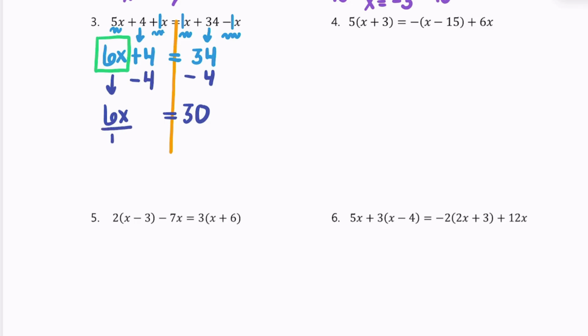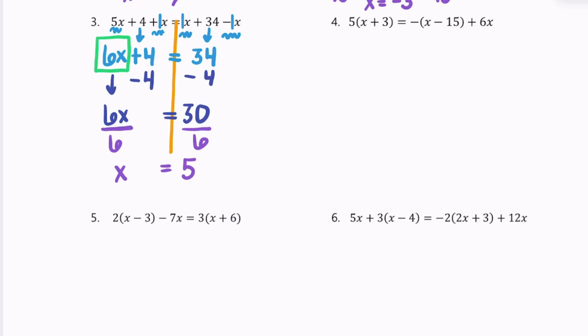We're going to divide both sides. Whoopsie, got a little ahead of myself. Forgot to change my color. After a while, it just becomes habit, and you're just going to move through without even thinking. Divide both sides by 6, and we're left with x equals 5.